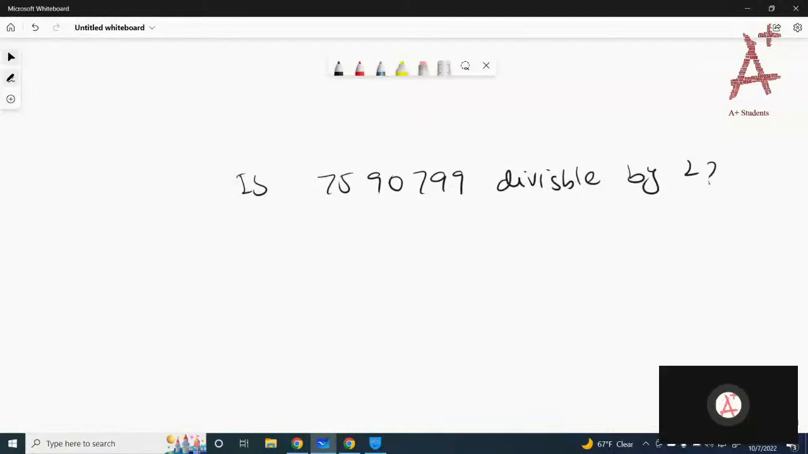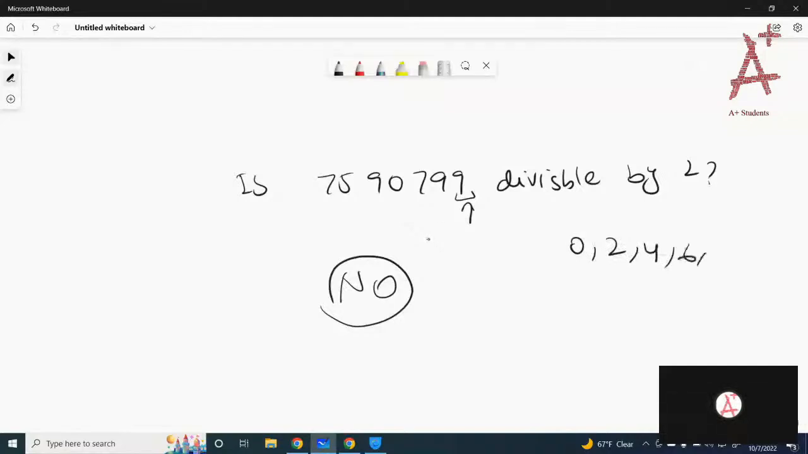The answer is no, because the divisibility rule for 2 is you just need to look at the digit at the ones position. If it is 0, 2, 4, 6 or 8, that means yes, the number is divisible by 2. Otherwise, the number is not divisible by 2. We did this in the topic divisibility rules. Got it? If you don't know, you can go to the topic and revise it.